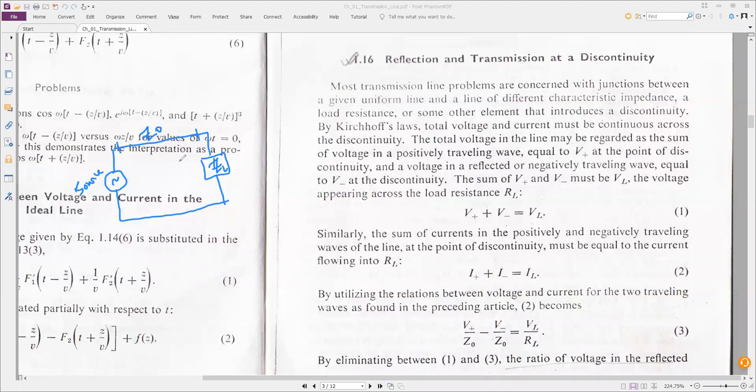That is Z0, the source Z0. Z0 is the impedance of this line. And this Z0 is known as the characteristic impedance, right?